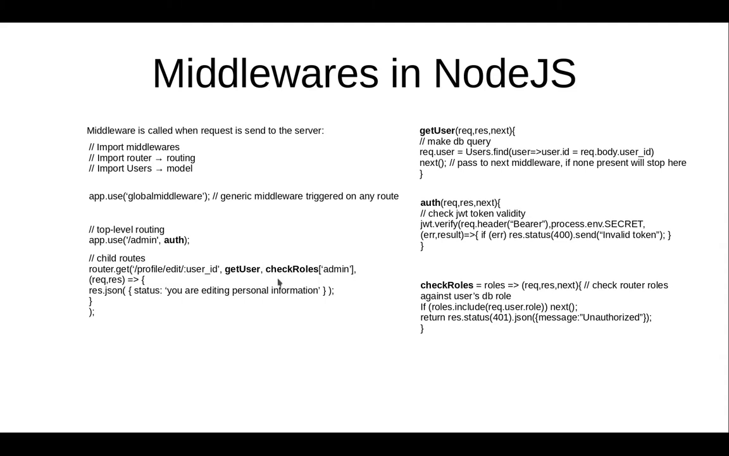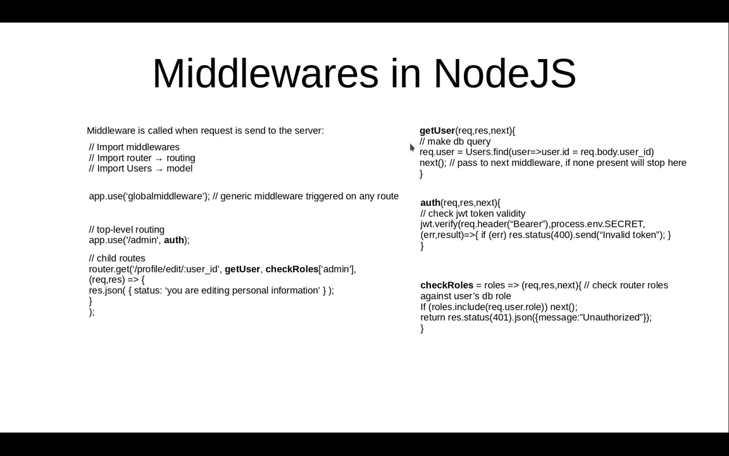So the benefit is that first we'll be protected by the auth middleware, and then we'll get some details, and then we'll check the permissions or the roles the user has against an admin. So only if the user already fetched from the database will have such admin permissions, then we'll be able to process the request and, let's say, display that you're editing personal information. Let's now see those three functions: auth, get user, and check roles.